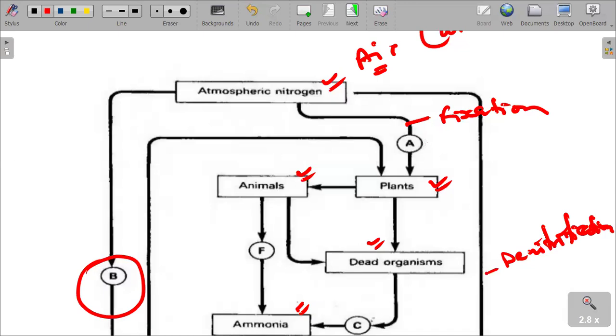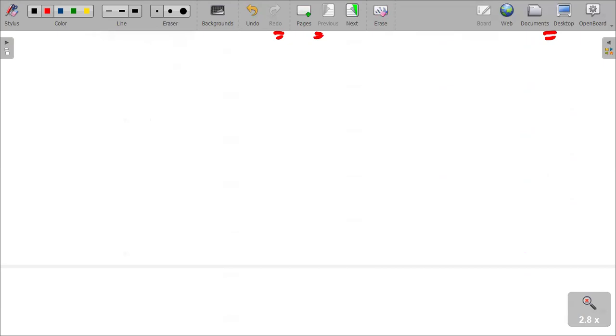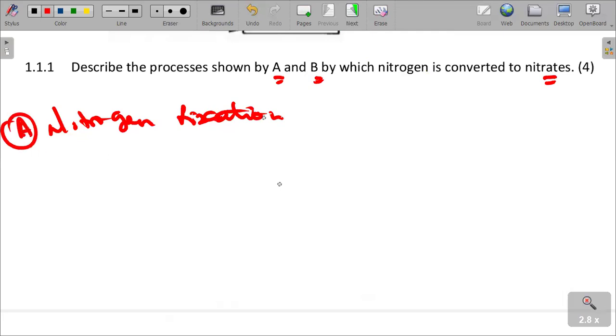So what is this process indicated by A, which converts nitrogen in the air into the soil, so therefore it can be used by plants? We talk about nitrogen fixation is what is happening at A. Nitrogen fixation. That is A. I'm saying A is nitrogen fixation.